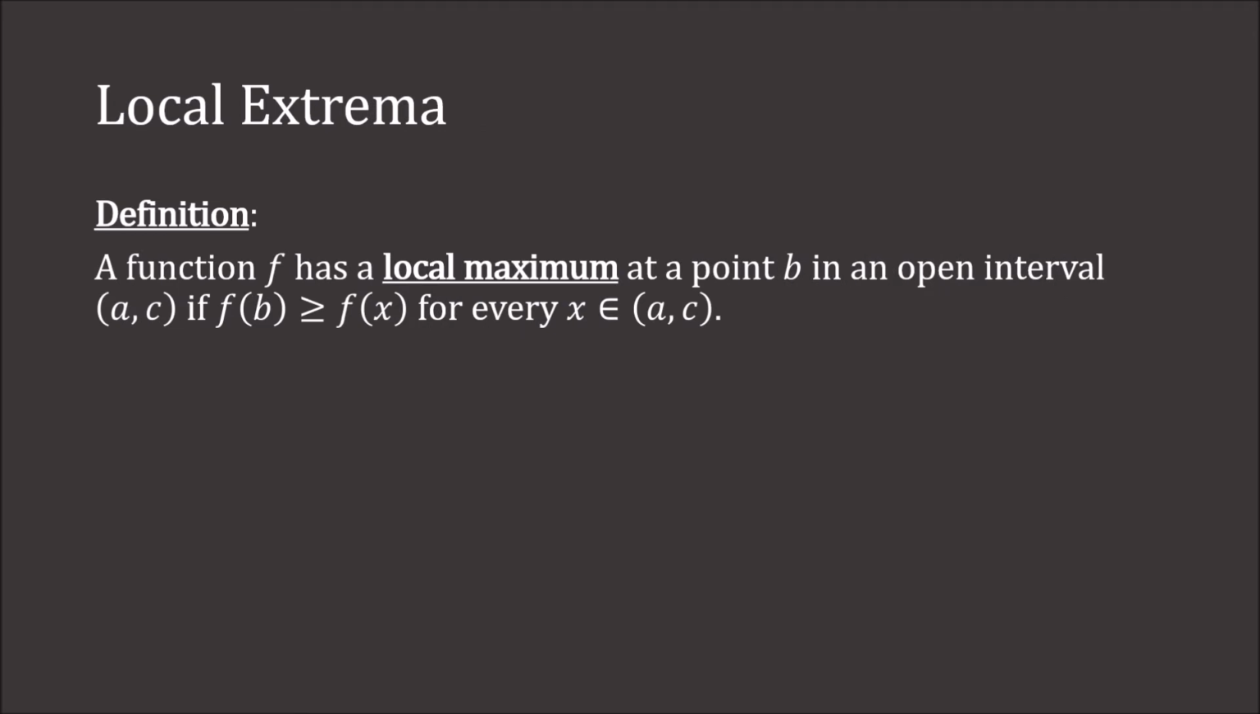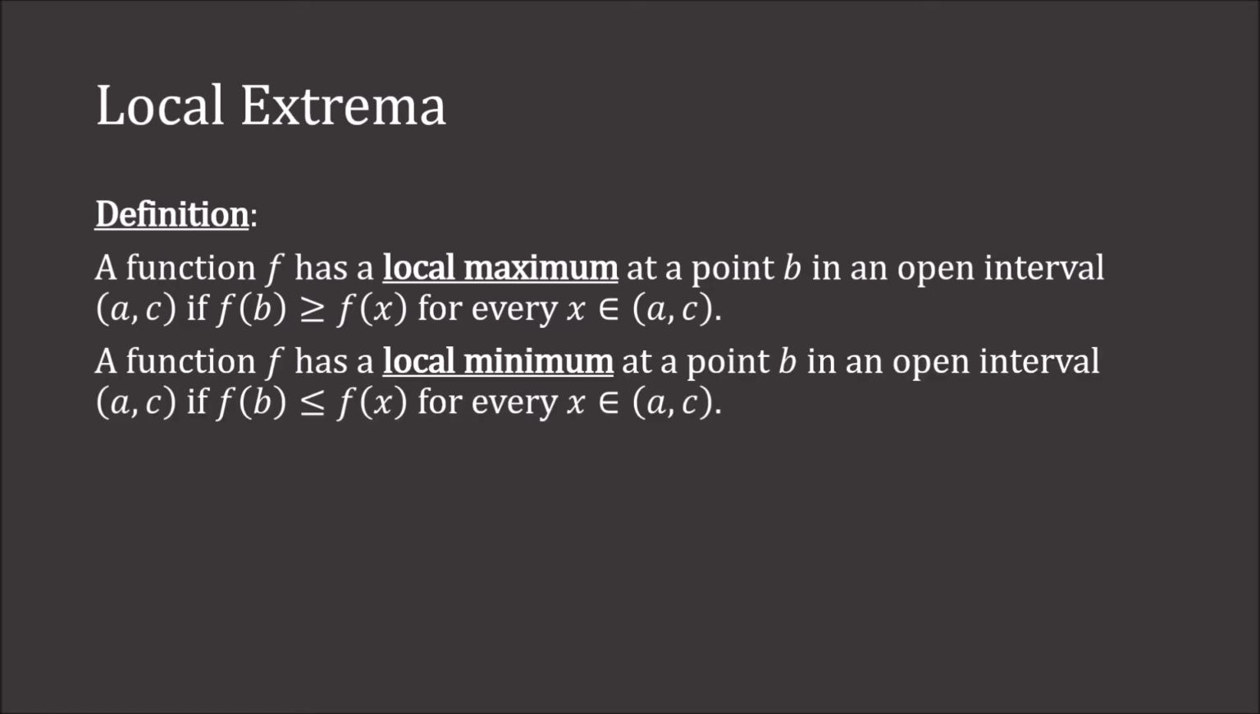Local extrema. A function has a local maximum at a point b in an open interval, AC, if f of b is greater than or equal to f of x for every x in the interval a to c. A function has a local minimum at a point b in an open interval, AC, if f of b is less than or equal to f of x for every x in a to c.